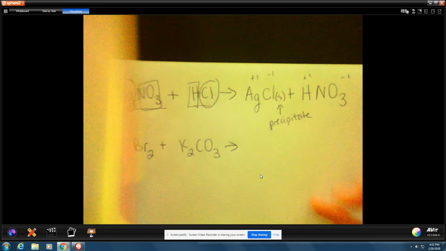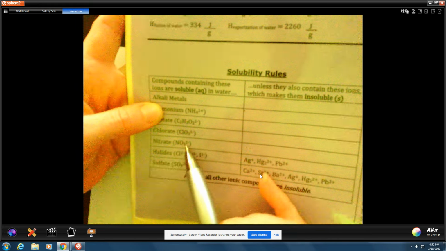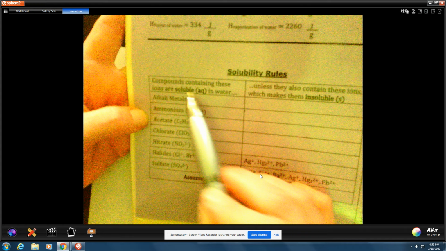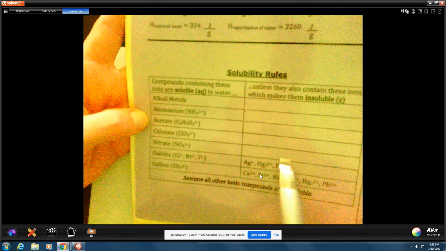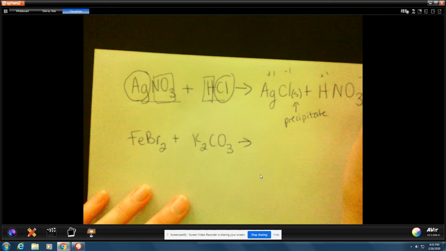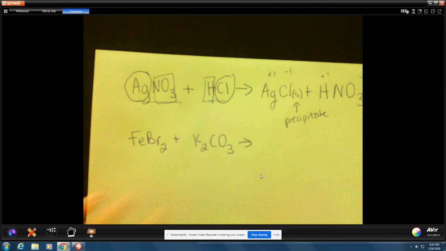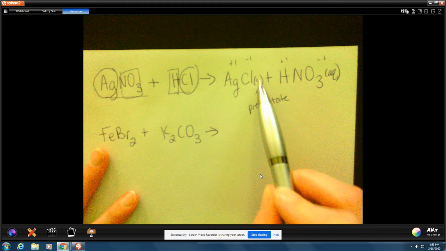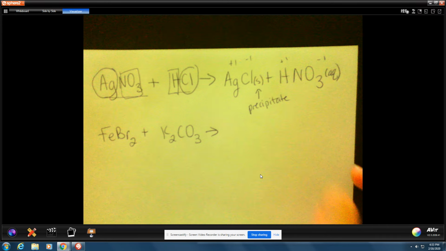Now, HNO3. NO3 is right here. NO3 is always soluble, aq, and there are no exceptions. So that just means it's going to stay aq. And then you're done. As long as you have an s here or an l for water, you're good. All right, so let's try it here.